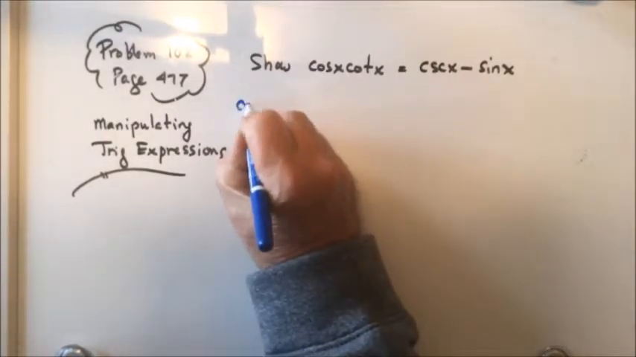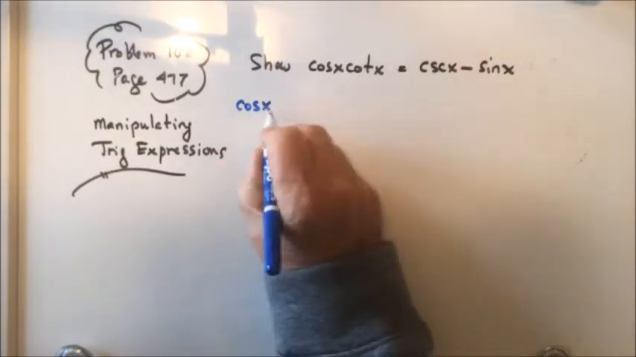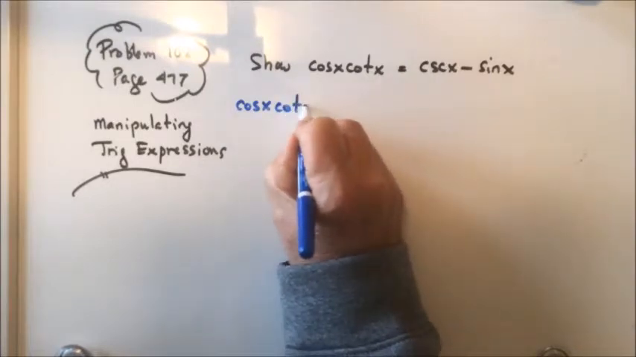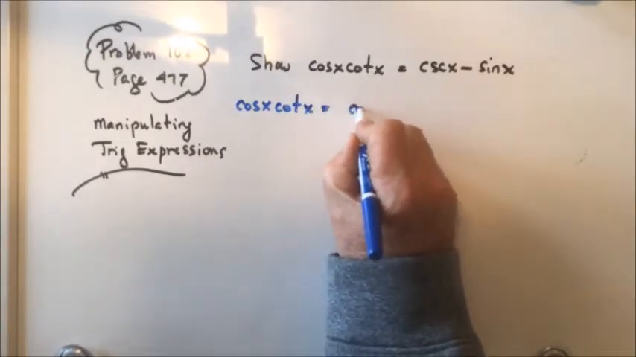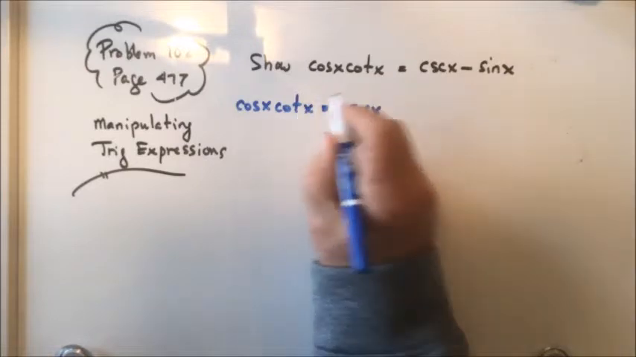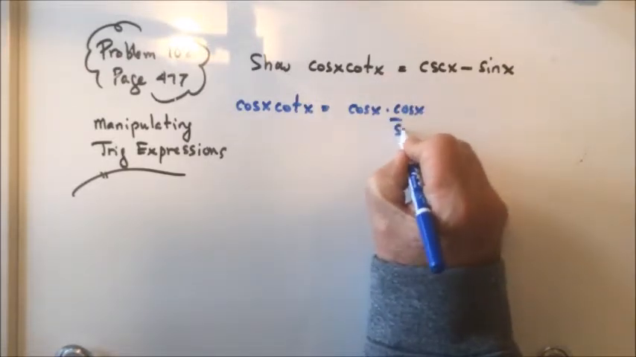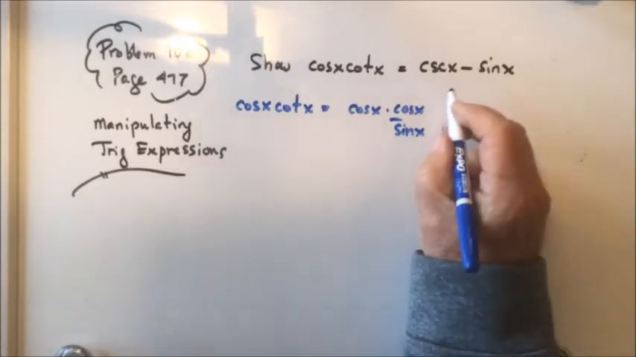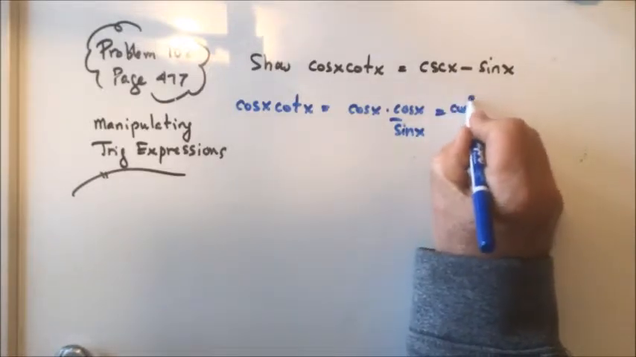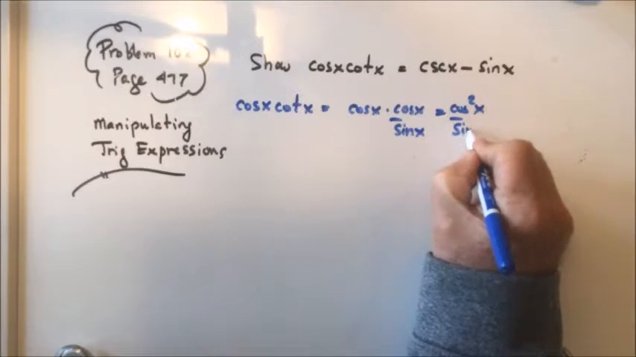So I'm going to start by saying, yeah, sure enough, cosine x cotangent x, that's equal to cosine x times, what's the cotangent? Cosine x all over sine of x. Right, which is equal to cosine squared x all over sine x.